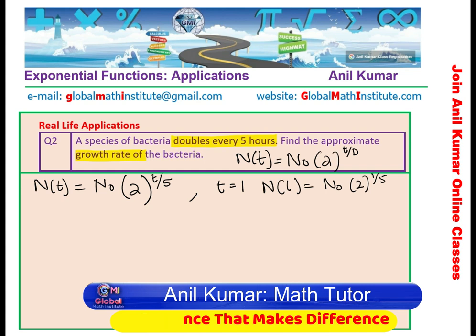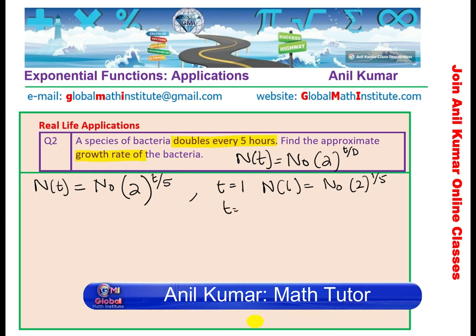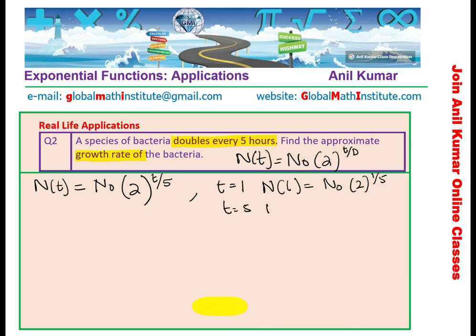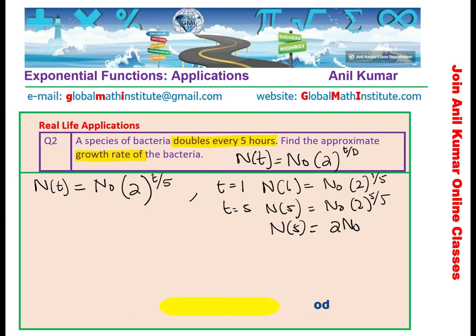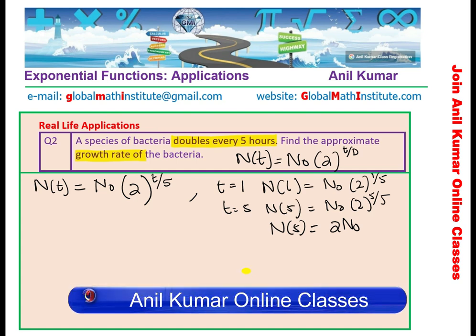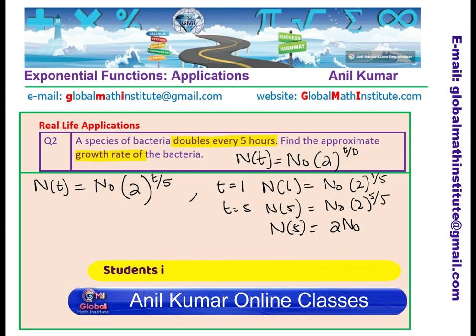After 1 hour. But think about t equal to 5. If t is 5, then n of 5 will be equal to n0 times 2 to the power of 5 over 5. And you can see that n of 5, after 5 hours, is twice the initial number of bacteria. So we just tested that our equation is perfectly fine, correct? Now here is how we have to find the growth rate.